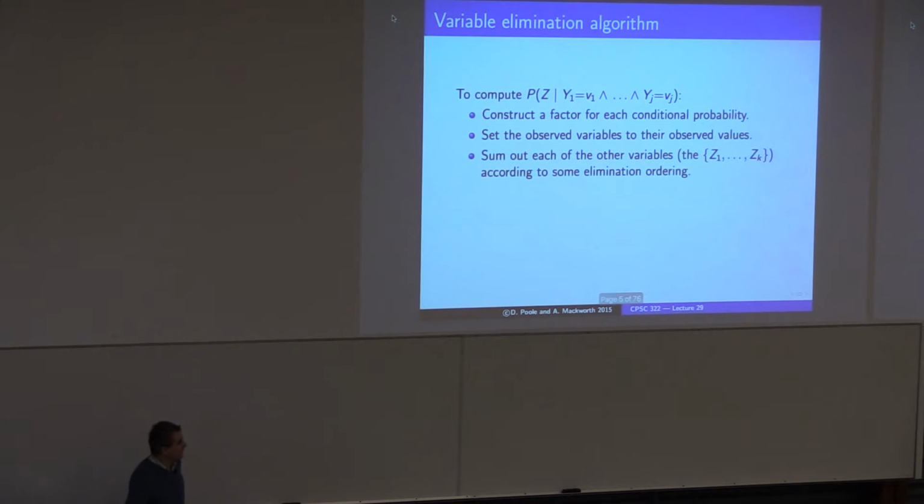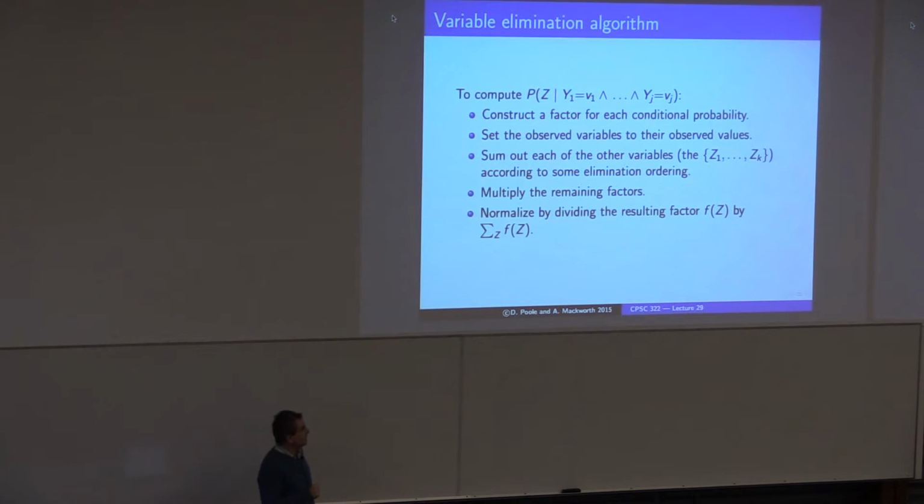Then we summed out each of the variables according to the elimination ordering. We ended up with just factors on the query variable Z. We multiplied them, and then we renormalized. Are there any questions about that? That's what we did last time.